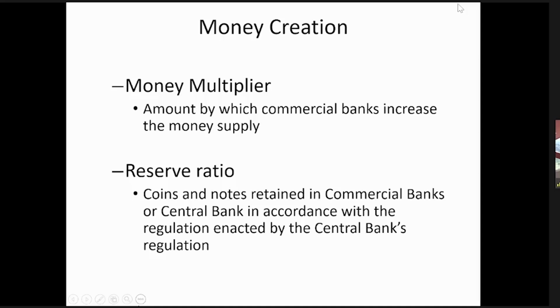So the reserve ratio is the coins and notes retained in the commercial banks or in the central bank in accordance with the regulations of the central bank. The central bank will have certain regulations. Like before the pandemic, it was 10%. Commercial banks needed to keep 10% of their savings as the reserve ratio, and the 90% could be given back as loans.